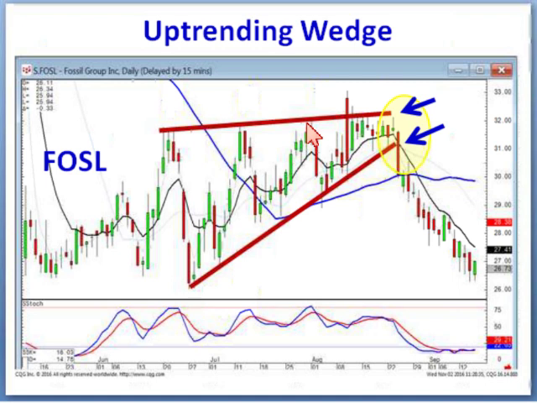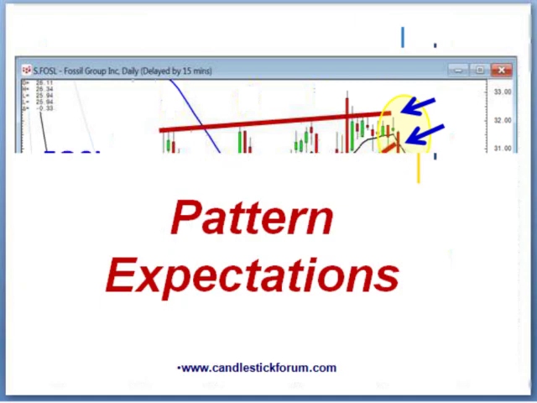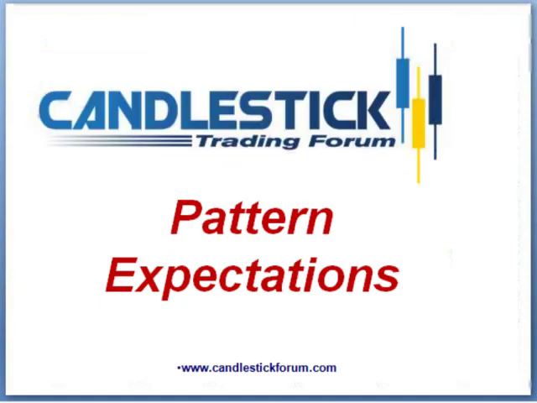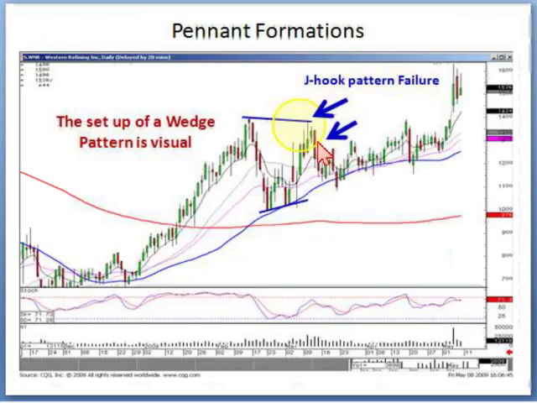So this is what we're looking for, that compression, and then looking for the level that it's going to break out one way or the other. Now, we know there's pattern expectations. So I often get asked, well, what should we do right here? Well, if we can start to see that there's a wedge setting up, that's a pretty good indication. You probably don't want to be long or short until you have a breakout one way or the other.